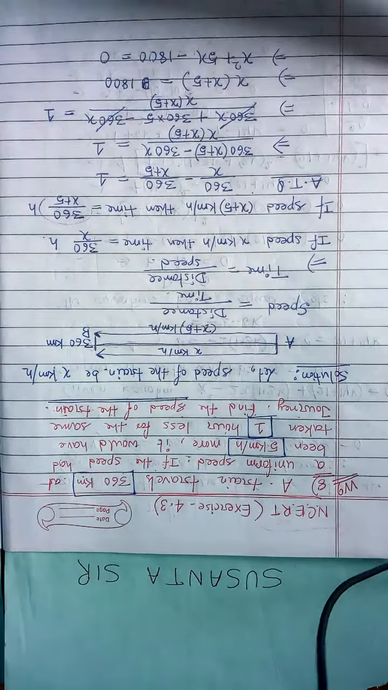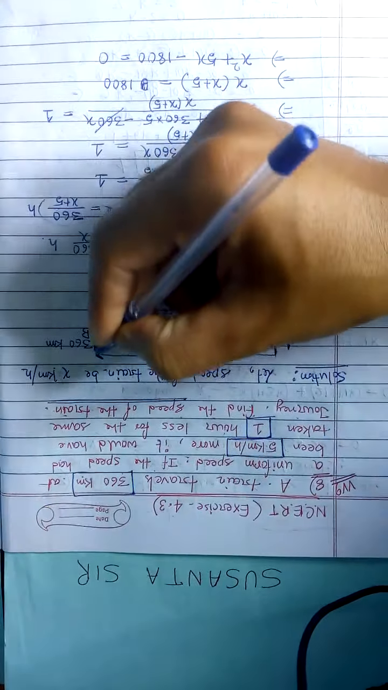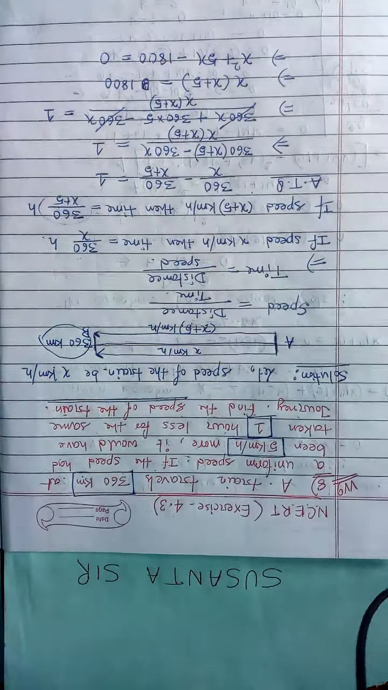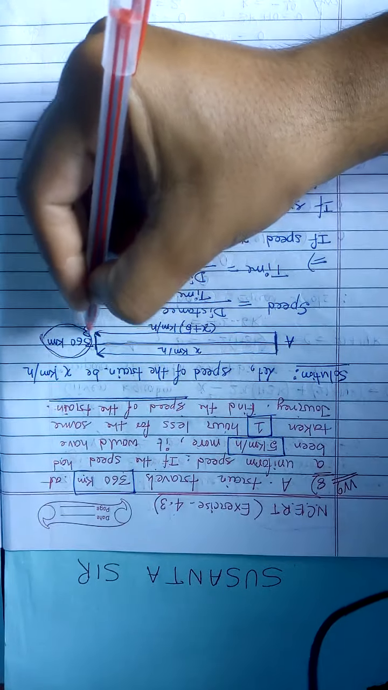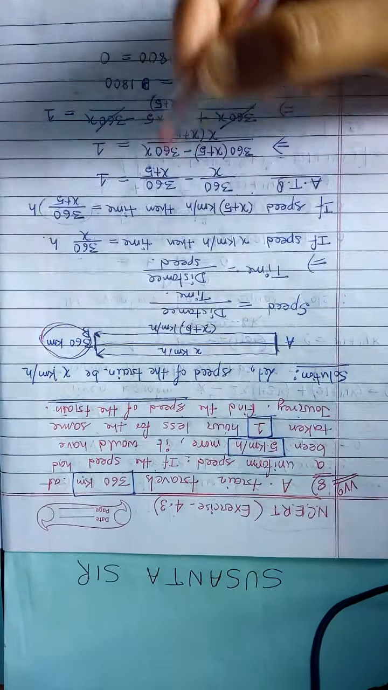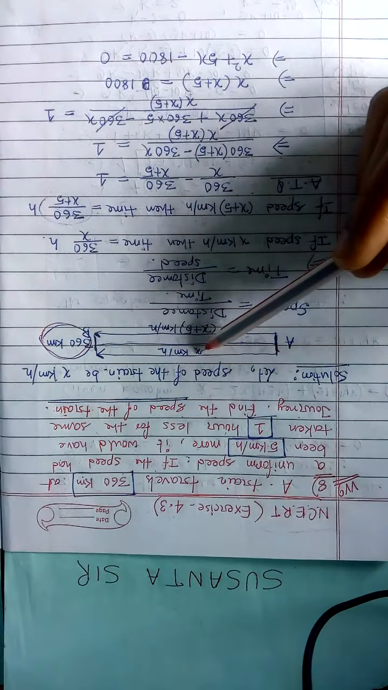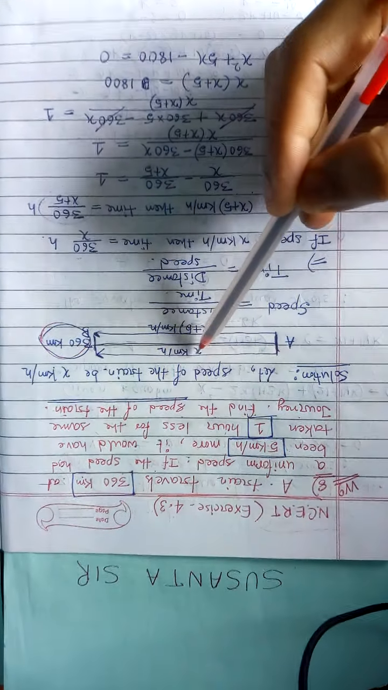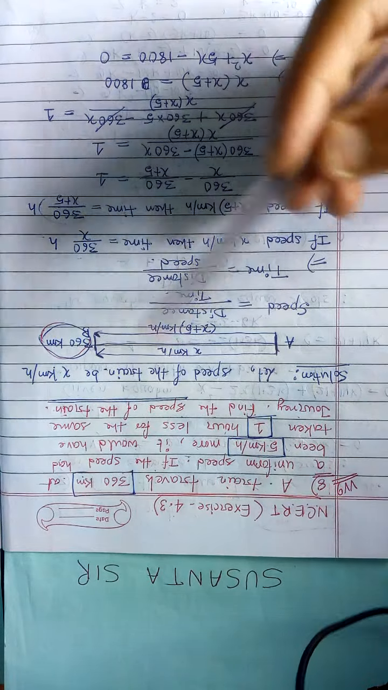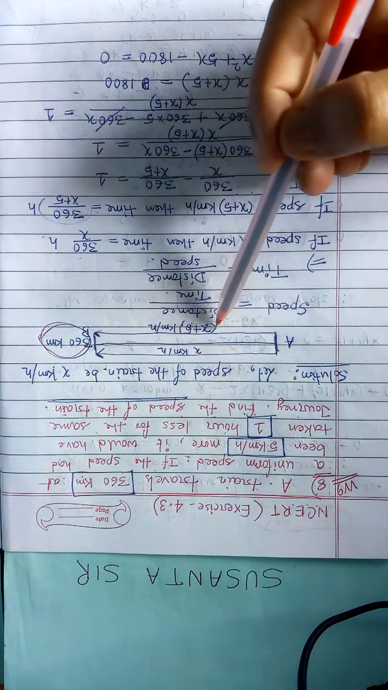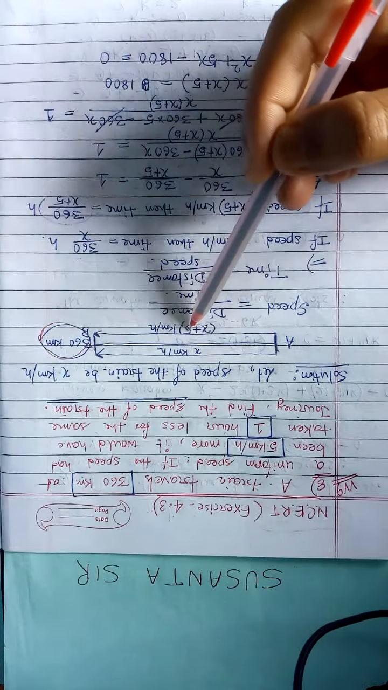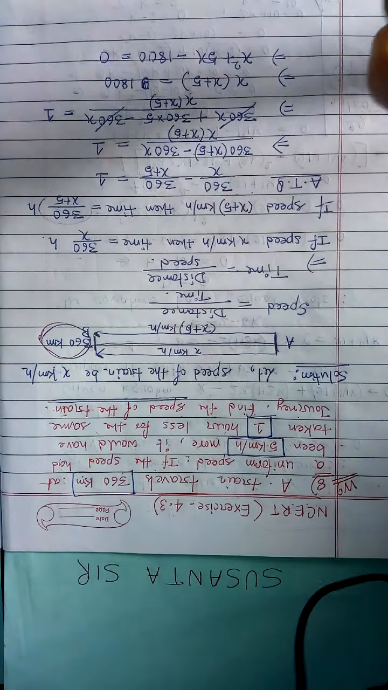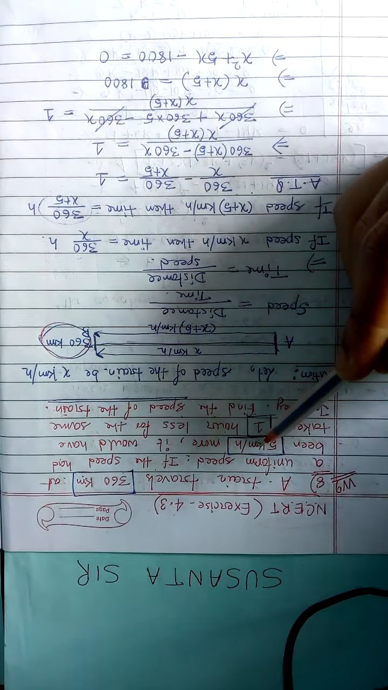per hour. You have to cover the distance from A to B. Distance between A to B is 360 km. Remember it. Firstly, the train travels with the speed x km per hour. Then, second time, the train covers the distance at x plus 5 km per hour, because the train increases its speed by 5 km per hour. It is given in the question.